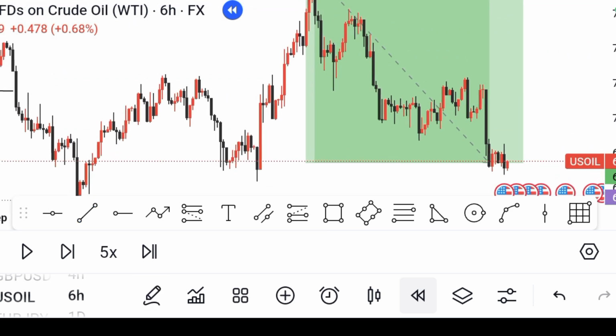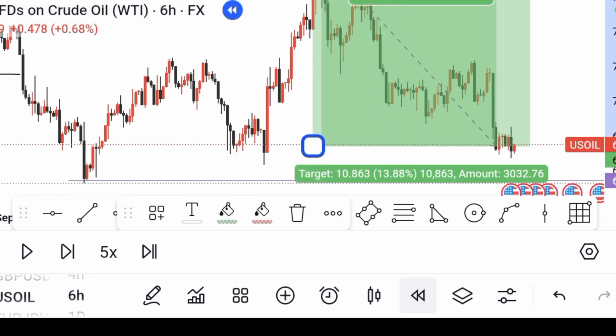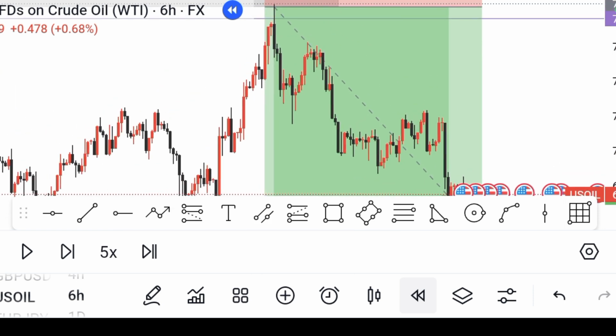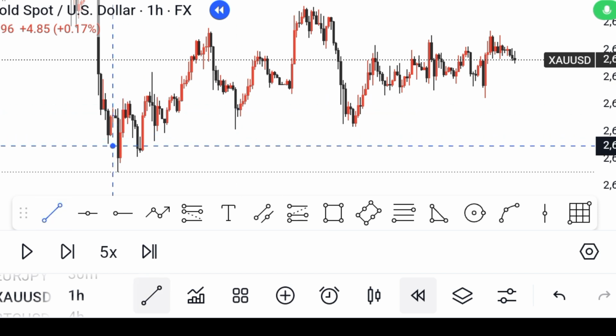Let's check out another example from the lower time frame, and this is almost 1,000 pips or something. It shows 10,000 points here, but it should be like 1,000 pips. You get the concept. So here we are on gold, and I've been able to spot another opportunity here.